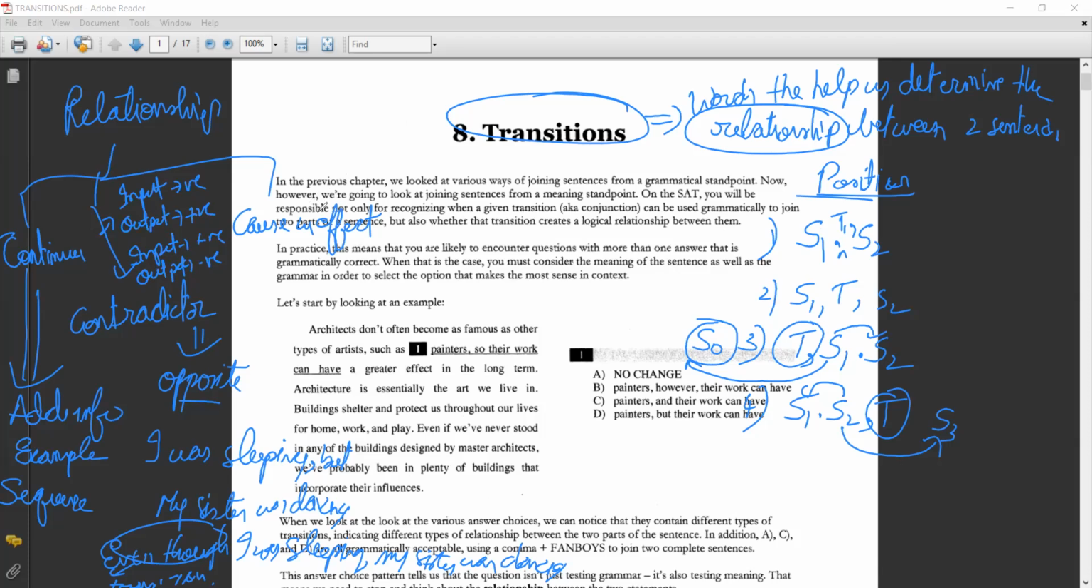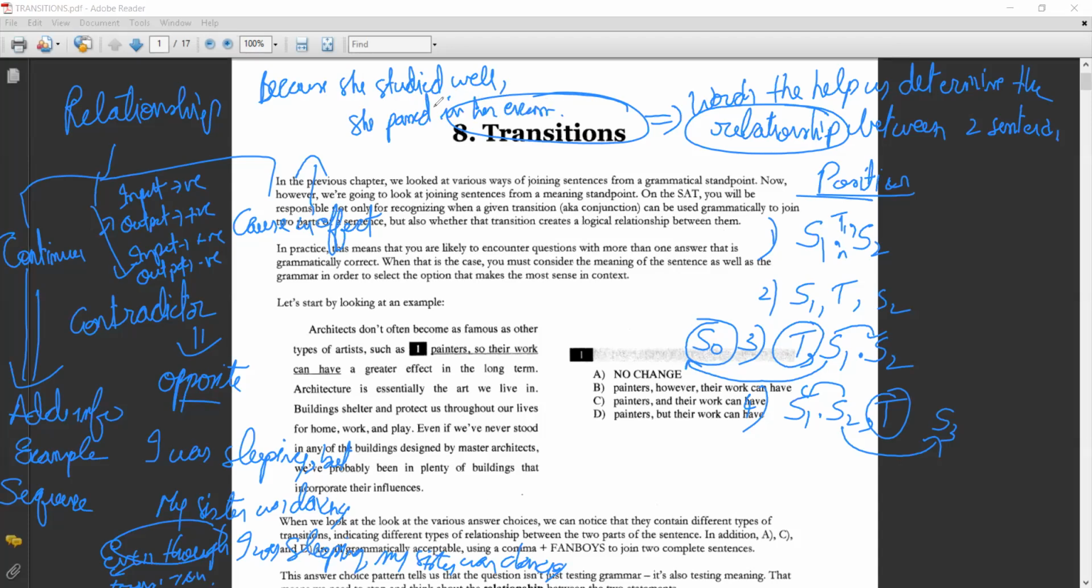Now, what is cause and effect? What happens with cause and effect is, you have two sentences, where one sentence is the cause and the other is the effect of that sentence. So look at this: because she studied well, comma, she passed in her exams.